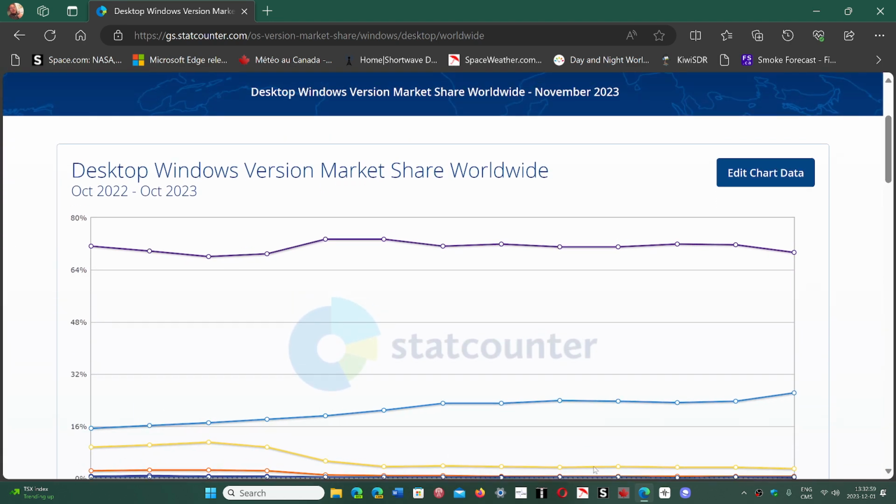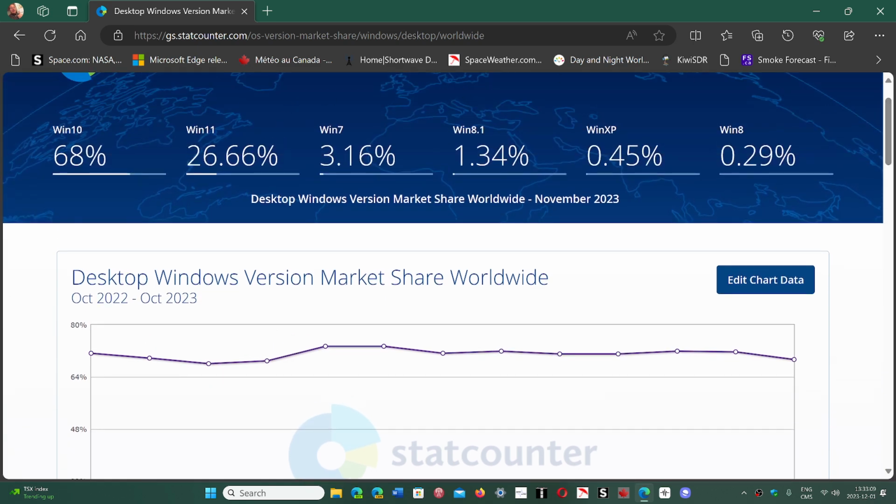Windows 11, steady growth. So in September, it was 23.6. In October, it was at 26.17. And this month, it's at 26.6. Close to half a point of percentage growth. So it's continuing its growth, and I would guess that most of it is probably from new PCs.